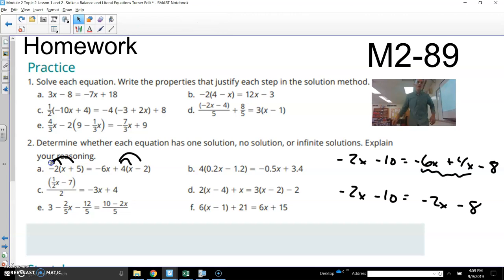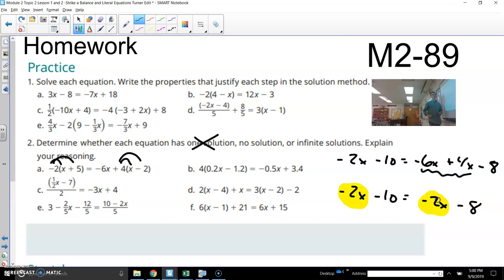Now, this is a key moment in the problem where we can now kind of stop and determine what type of solutions we have. Is it one? Is it none? Is it infinitely many? And so because these right here, these two numbers have the same coefficient of x, that tells me that it is not going to have one solution.